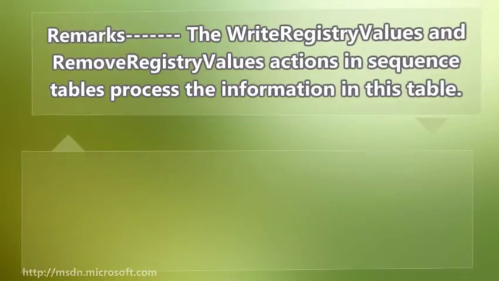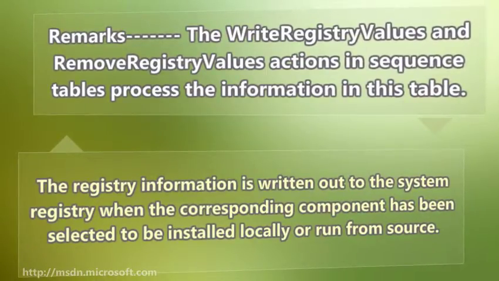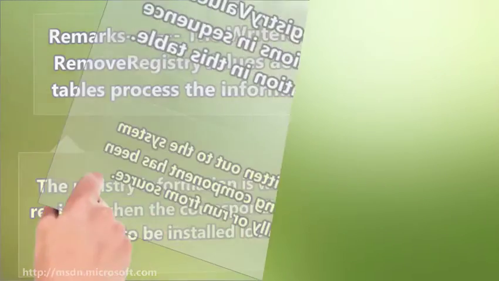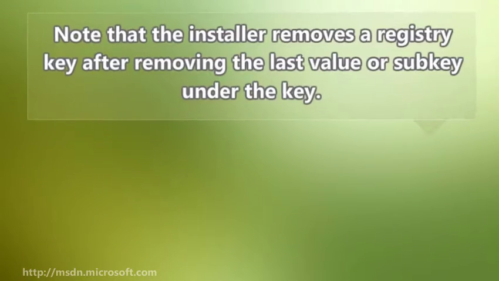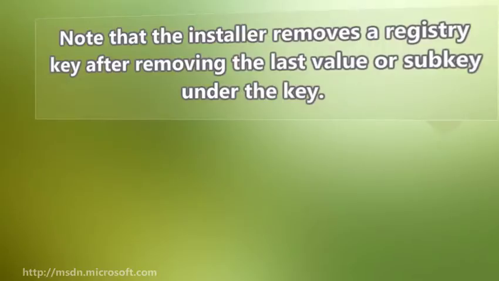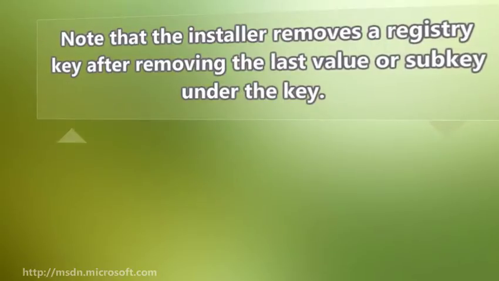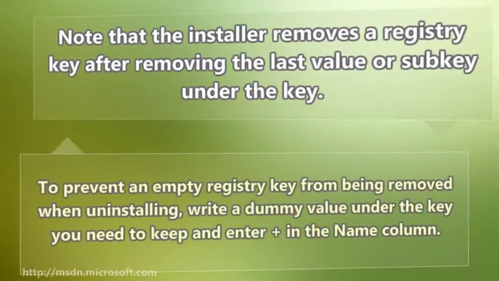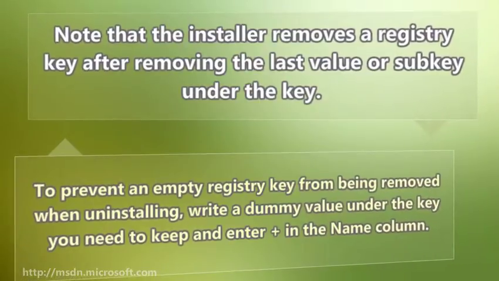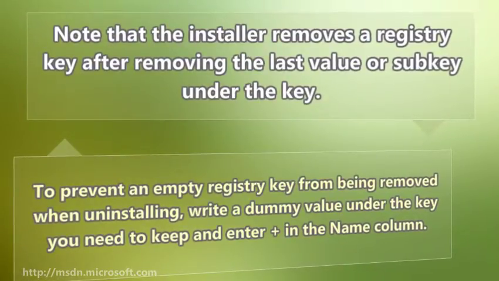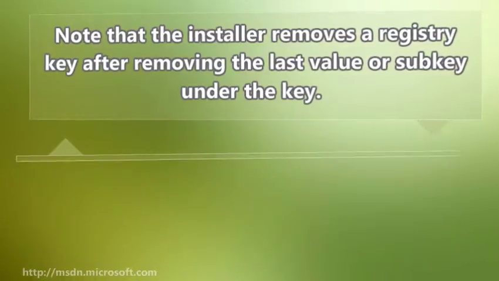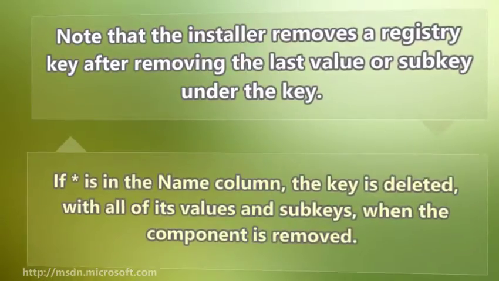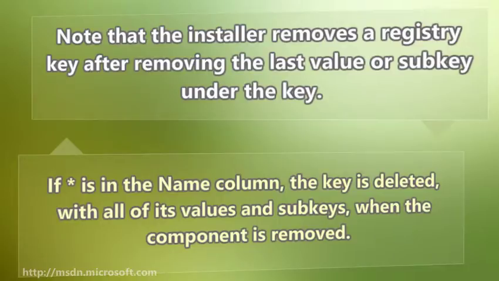The registry information is written out to the system registry when the corresponding component has been selected to be installed locally or run from source. Note that the installer removes a registry key after removing the last value or subkey under the key. To prevent an empty registry key from being removed when uninstalling, write a dummy value under the key you need to keep and enter + in the Name column. If - is in the Name column, the key is deleted, with all of its values and subkeys, when the component is removed.